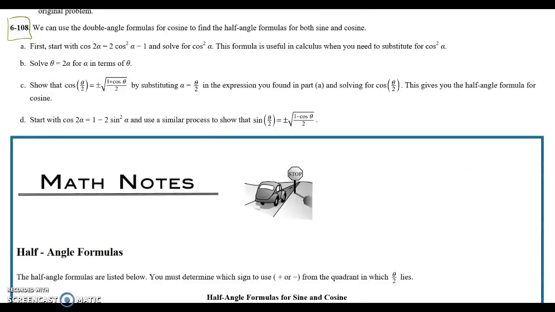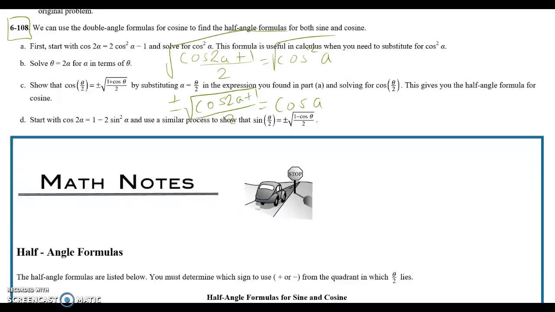Okay, problem 108 describes how we can use the double angle formulas to find half angle formulas for both sine and cosine. As far as I'm aware, there is not a useful half angle formula for tangent. So we're not going to deal with that. But this basically steps us through the process. So we start off with this particular cosine double angle formula, and then solve it for cosine. So subtracting 1 from both sides, and then dividing by 2.